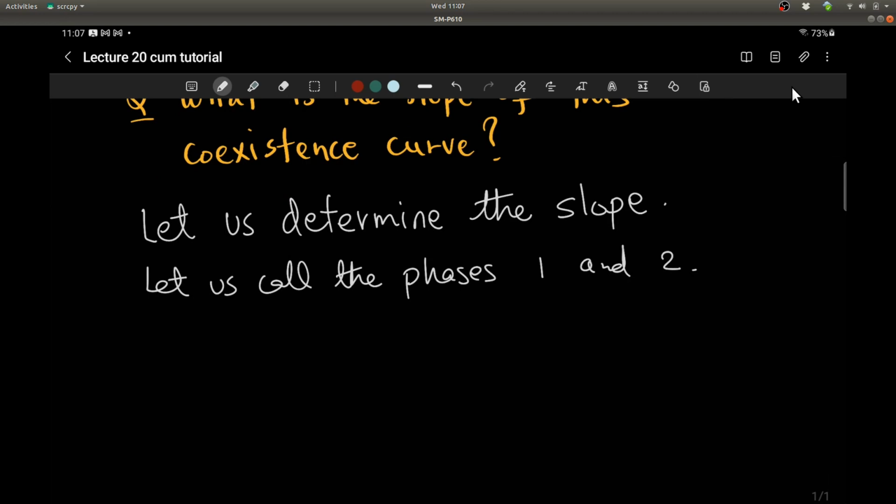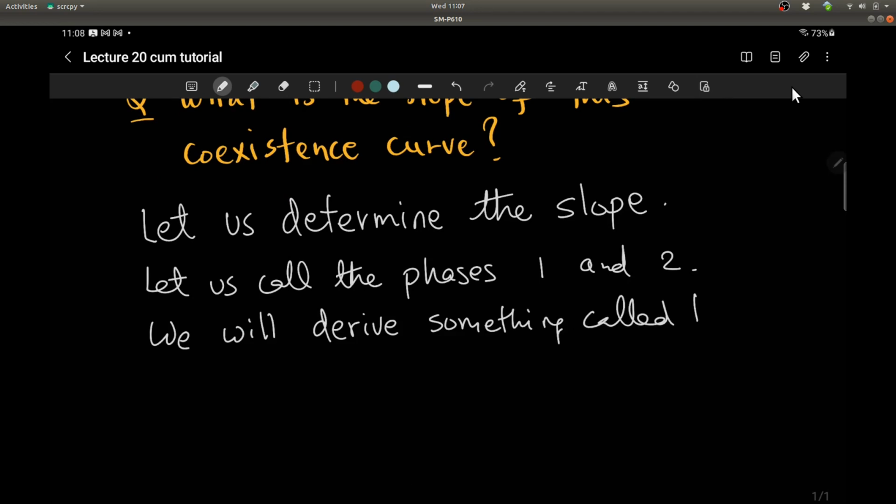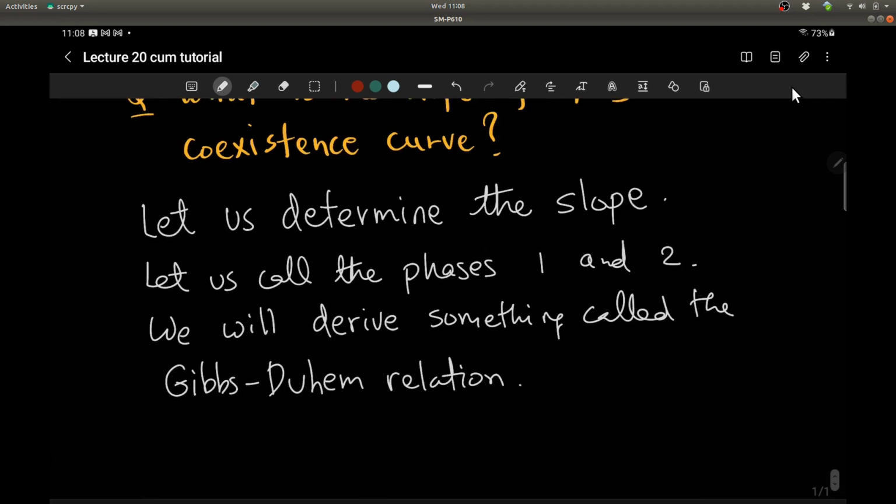And so how are we going to do this? The first thing is we will derive something called the Gibbs-Duhem relation, or equation, and then from that it is straightforward. Okay. So let's do that.